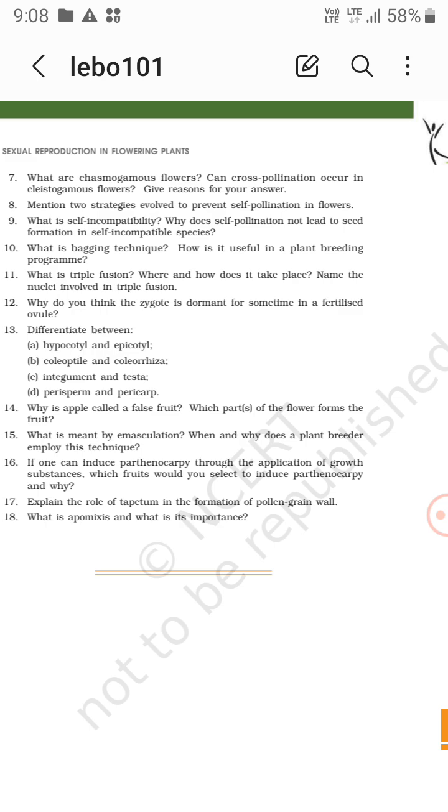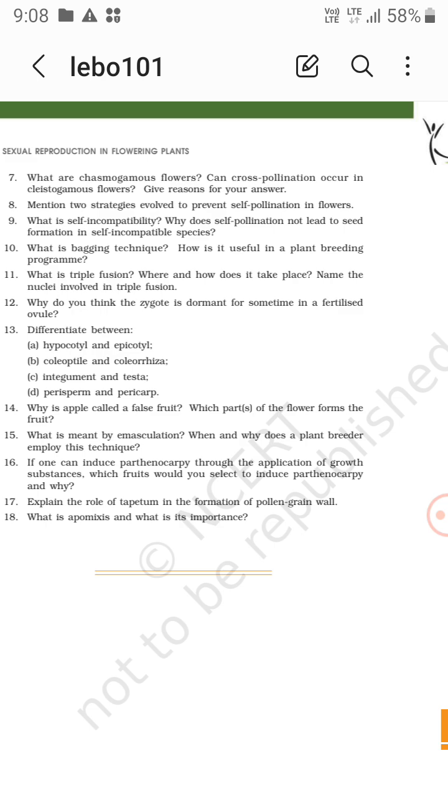Why does self pollination not lead to seed formation in self-incompatible species? Because the pollen is not going to germinate unless it is compatible, and to be compatible it should be of the same kind of species. Okay, now what is the bagging technique, and how is it useful in a plant breeding program?